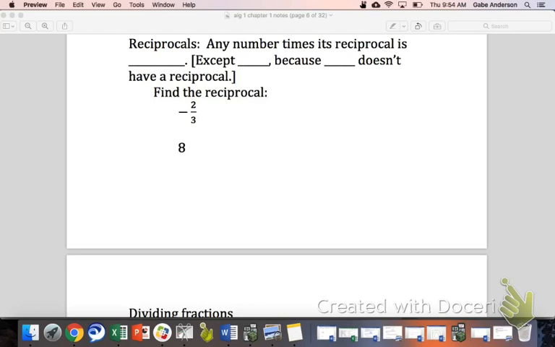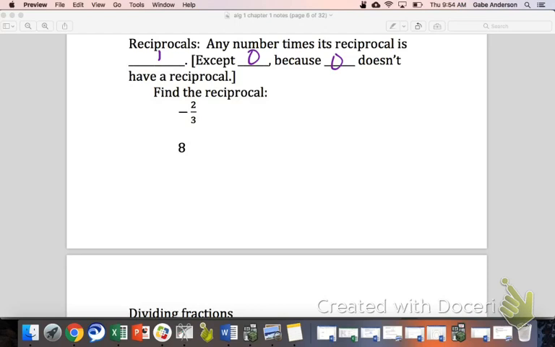I mentioned that a second ago. So any number times its reciprocal is blank. Do you know what the answer is? It's 1. Yeah, any number times its reciprocal is 1. The one exception to that is which number? 0. Except 0 because 0 does not have a reciprocal. Okay, so any number times its reciprocal is 1. One exception being 0.